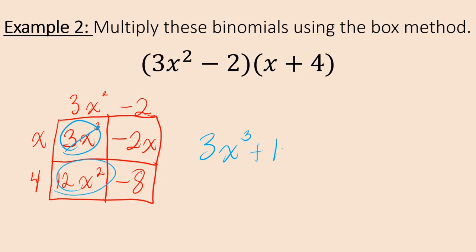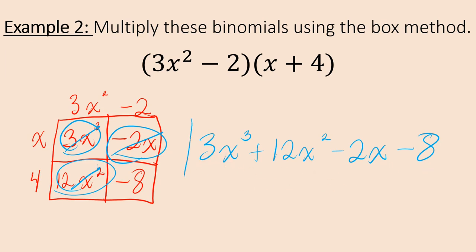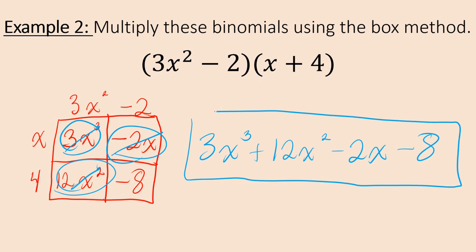Now I have my x squared, so that's the next biggest. So plus 12x squared. How did I know this was a plus? Because this term is positive, so it's going to be a plus. My next biggest is the negative 2x. And then my last one is this negative 8, minus 8. Hey, this one doesn't have any like terms because none of them have the same exponent. So this one is done. We don't need to combine any like terms.